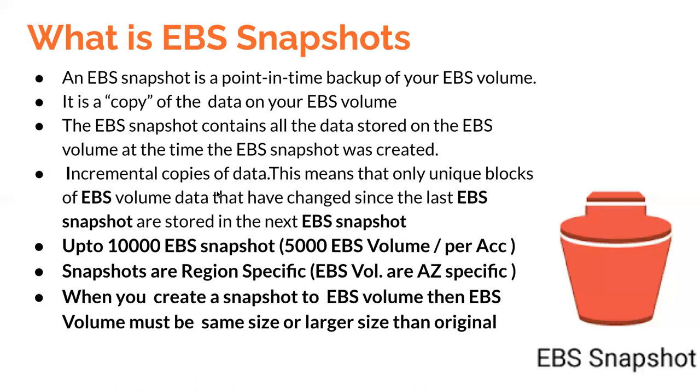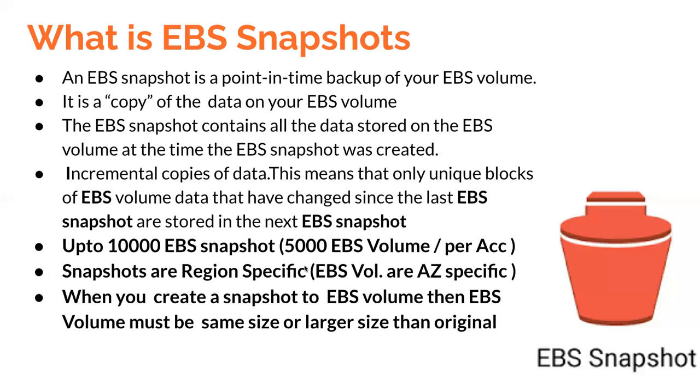The picture will be in the next slide. We can create up to 10,000 EBS snapshots per account, and we can also create 5,000 EBS volumes per account. Snapshots are region specific, and EBS volumes are availability zone specific. So we can only share an EBS volume in its availability zone, and snapshots we can share across regions.